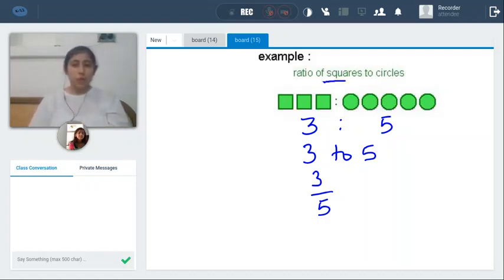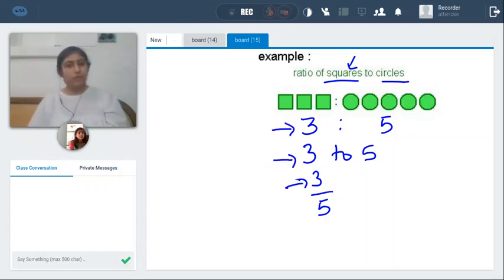Now, the one important thing that we need to notice is because they have asked in the question to find the ratio of squares to circles, they have written squares first, right? So we are going to put the number of squares first everywhere, even in the numerator. And because they have written circles later in the question, we are going to put the number of circles later everywhere, even in the denominator.